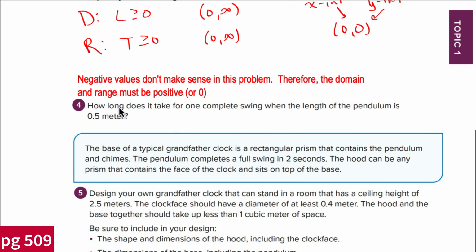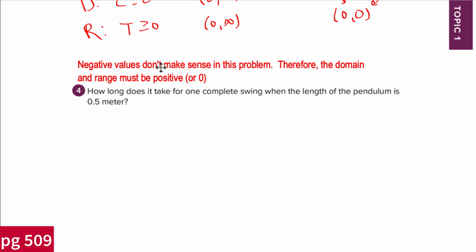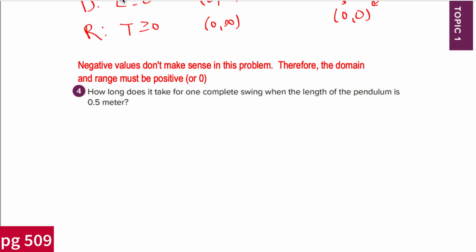And number 4: how long does it take for one complete swing? Number 4 says, how long does it take for one complete swing, if the pendulum is 0.5 meters. Well, let's just use our little formula here. What was it? T of L, right? So T of L equals 2 pi times the square root of L over 9.8.